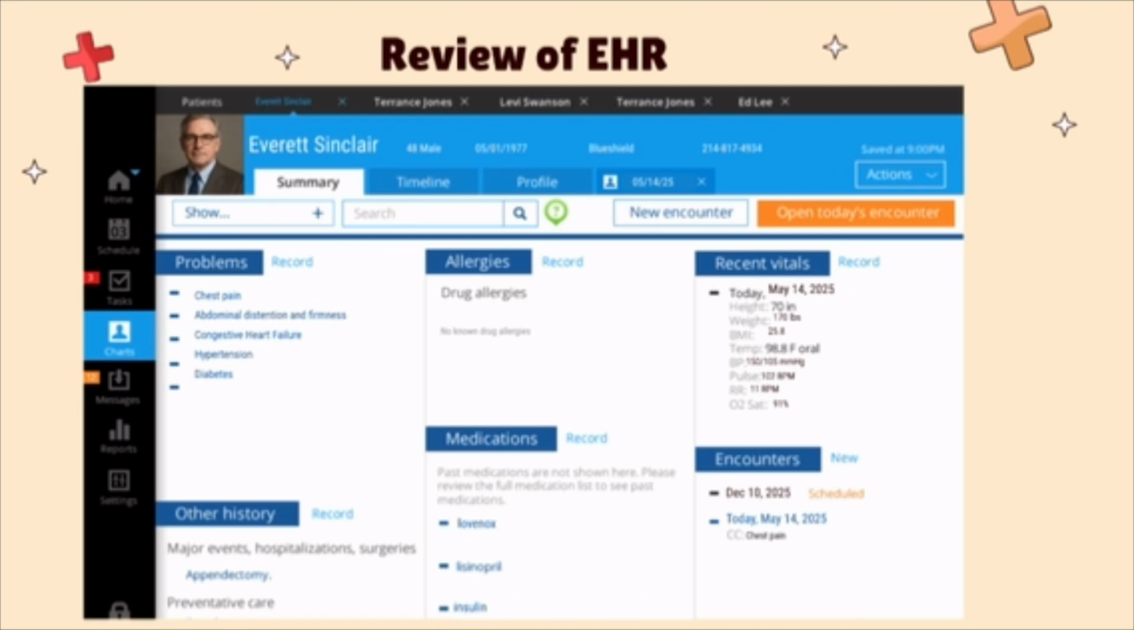If we take a look here, we'll see a mock EHR from Mr. Everett Sinclair, where we see his problems on the forefront of this EHR, as well as his allergies, his recent vitals, his other history that might be relevant in making his plan of care, his medications that he's currently being administered, and medications that he takes at home, as well as our encounters with him today and the scheduled ones. We can also see today's progress notes on what has happened in his current state of health, and then we can also put in a new encounter.